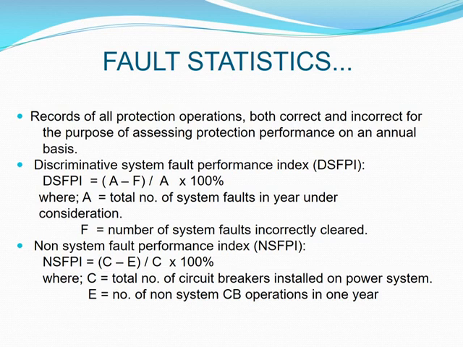Then your non-system fault performance index is going to be C minus E, and we divide the entire thing by C. Your C stands for the total number of circuit breakers that you have installed within your defined power system, and your E would be the number of non-system circuit breaker operations within that year. So you'll have your breakers, and if any of those breakers operated for non-system faults, that is what your E is going to be.